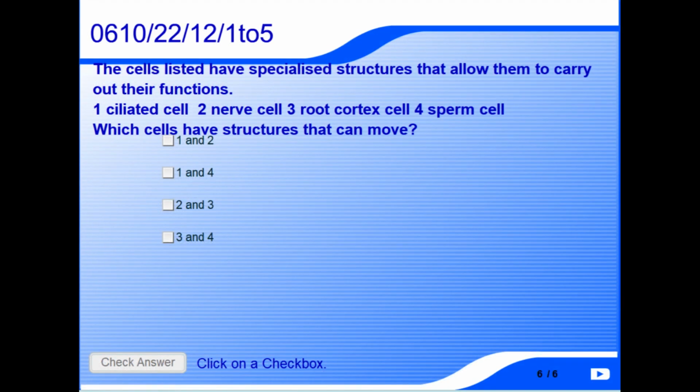The keywords or phrases in the fifth question are specialized structures in given 4 cells. This question is asking which structures are useful for movement. The sperm cell has a tail which helps it to move, so whichever option has 4 is probably the answer. The ciliated cells have cilia which also help the movement. The nerve cell and root cortex cell will not move, hence we will not consider them as the answer. So the answer to this question is 1 and 4 as units.